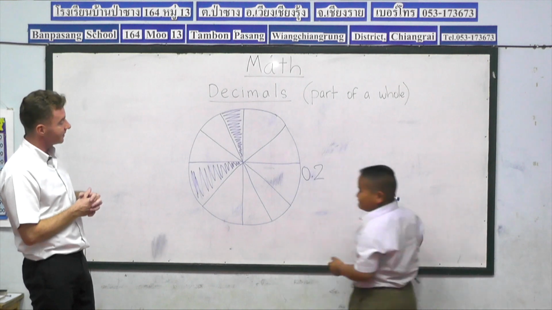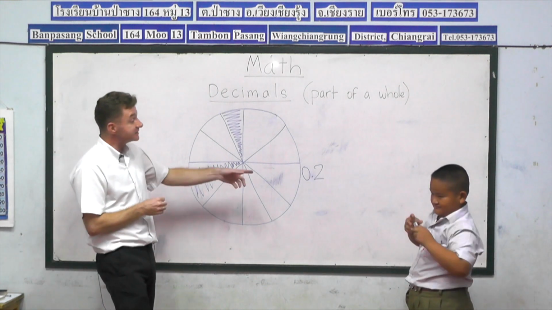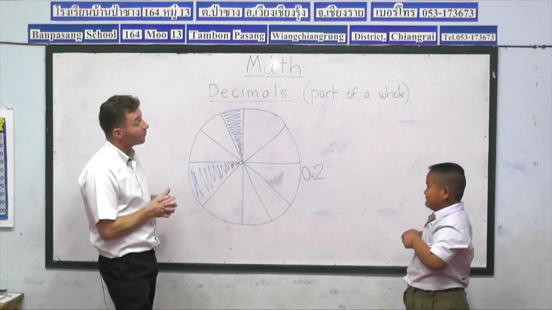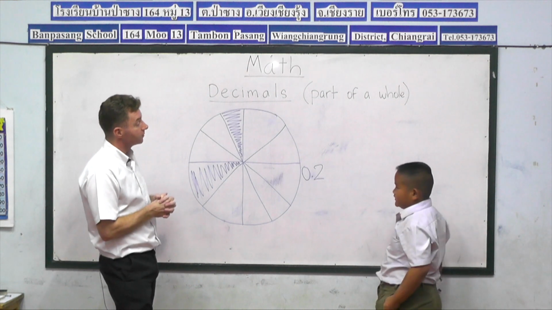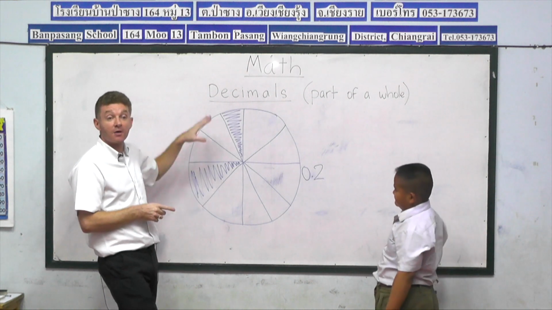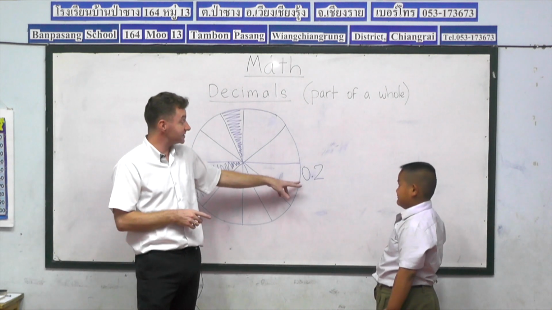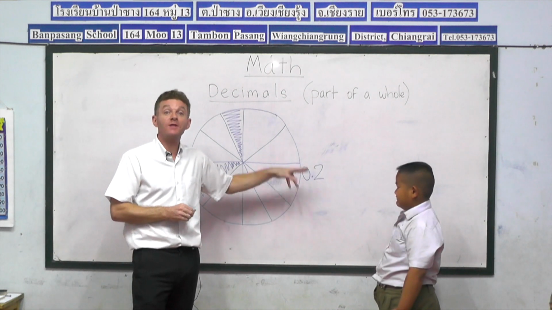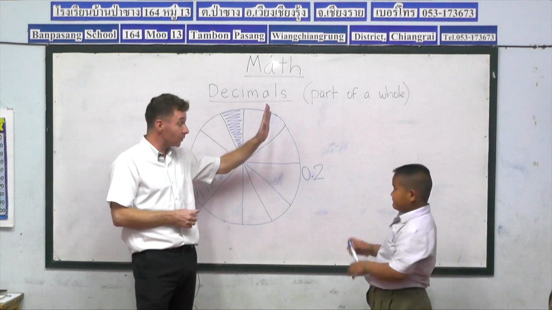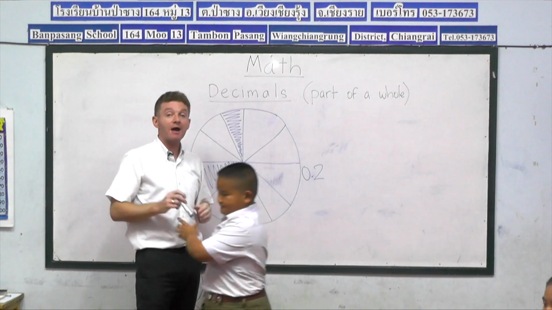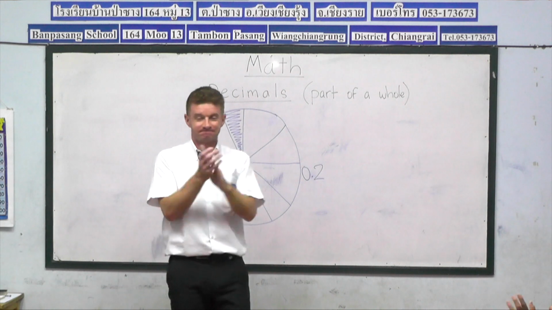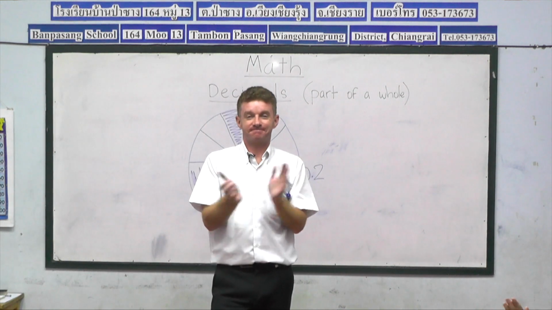0.2. Excellent, Net. So can you say 0.2? So you can see how 2 parts of our circle coloured in is represented as the decimal 0.2. Net, that was very well done. High five and a big round of applause for Net.